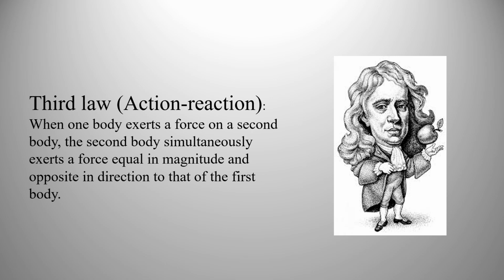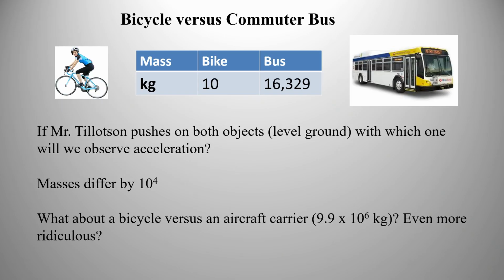But equal and opposite also explains why we think it's always the smaller object that's moving, and I think I got a nice segue here. So we have two objects here, and I'm going to push on both of these things. Which one are you going to observe an acceleration from? Both of these objects are resting on level ground. A bike, a touring bike, made of a magnesium frame, so it's ultra light. It only weighs about 10 kilograms.